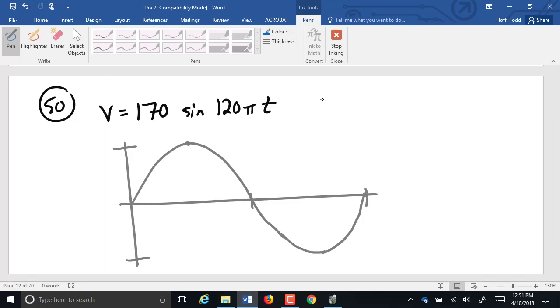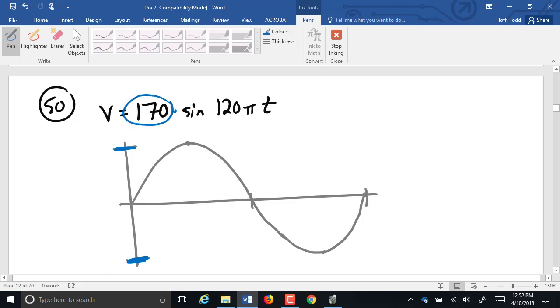So really the two pieces of information we need is the peak, which is going to be these values right here. Where do we find the peak value? You got it. It's the number multiplying the sine, the 170. This is 170 volts. This is a negative 170 volts.